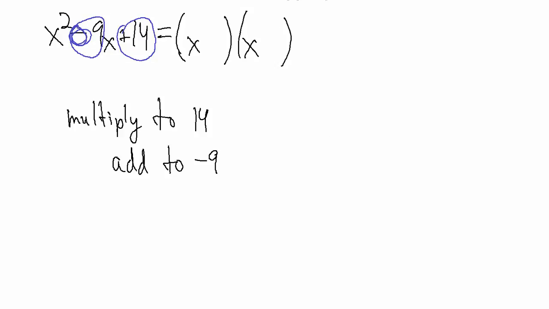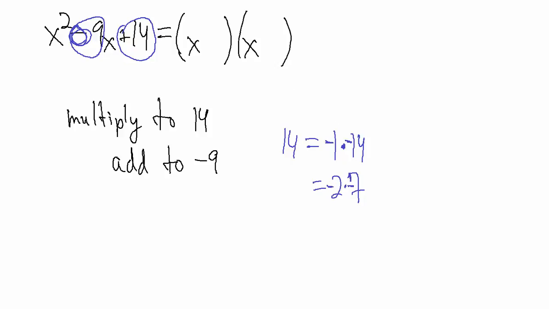Okay, now if we come off to the side here, 14 is 1 times 14 and it's 2 times 7, but that doesn't do us any good because if we add 1 and 14 or if we add 2 and 7, we're never going to get a negative number here. So what we have to do then is express 14 as a product of two negative numbers. Because remember, when you multiply two negative numbers, you still get a positive number as a product. But what's nice here is if we add two negative numbers, we're going to get a negative number as a sum. And that's what we're looking for, a positive product and a negative sum. So we have to express 14 as a product of two negative numbers.